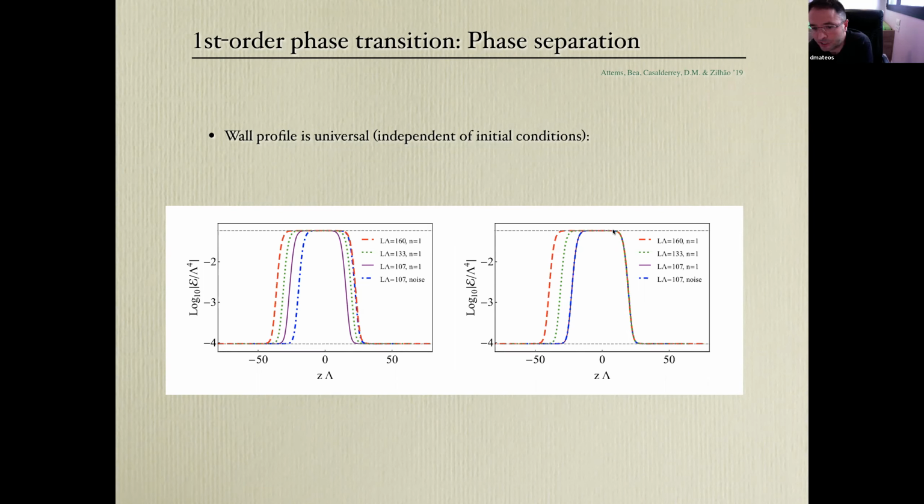Okay? This shows that the interface profile is a universal property. It's only a property of the theory. It does not depend on initial conditions or anything else.